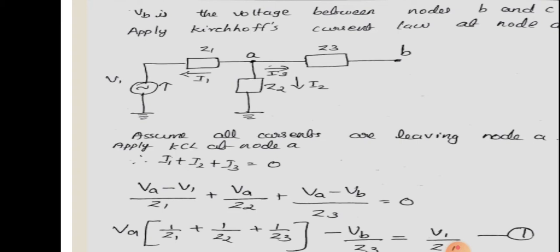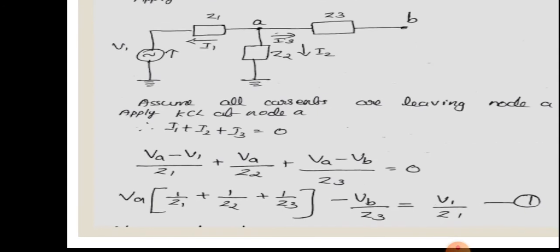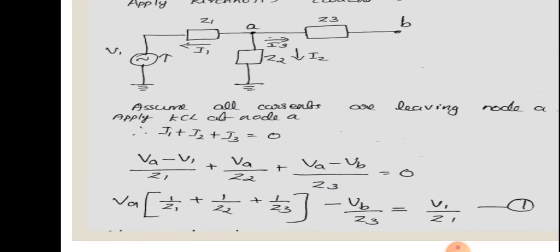Since there are no other current sources, you can equate it to 0. So you can write the equation for I1. What is I1? I1 is the current flowing through the branch containing the impedance Z1. So I1 can be written as (VA minus V1) divided by Z1. What is I2? I2 is equal to VA by Z2. What is I3? I3 is equal to (VA minus VB) by Z3.